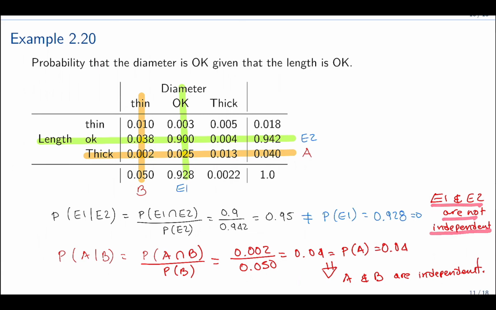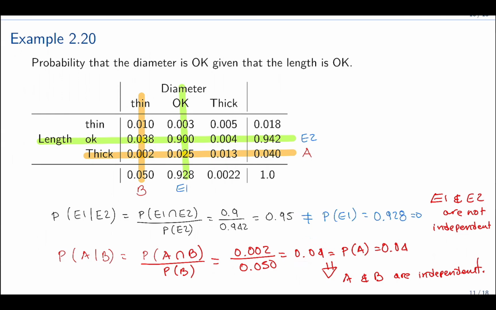On the other hand, let's look at two different events, A and B, A being the event in which the length is too thick, and B the event that the diameter is thin. And the question is, what is the probability of A given B? That's the probability of the intersection divided by the probability of B, and the probability of the intersection is 0.002 divided by the probability of B, which is 0.5, and that's equal to 0.04.